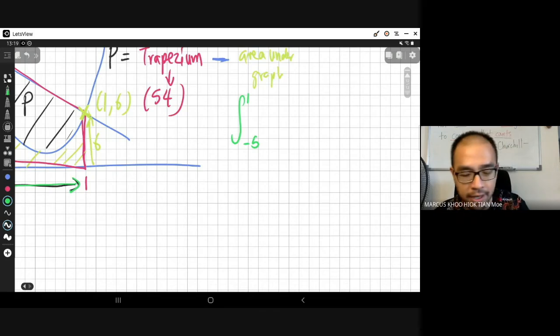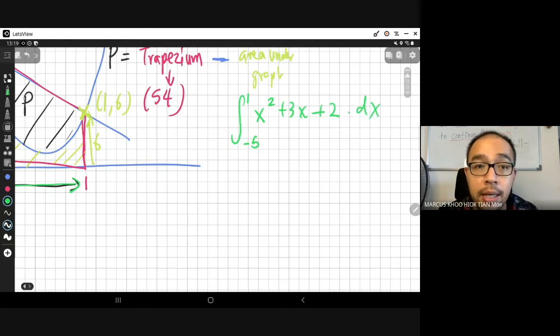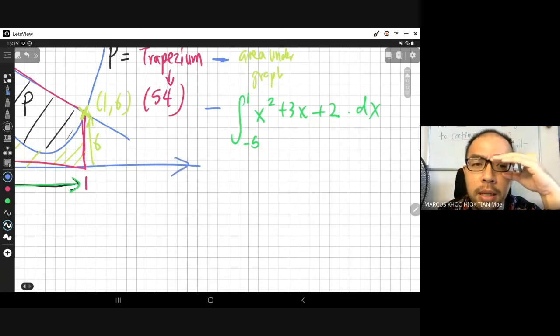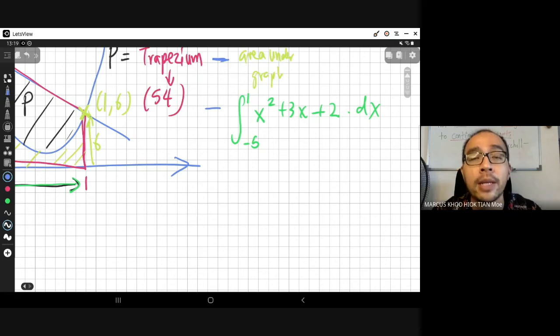X squared plus 3x plus 2, dx. Alright, so this one will be integration. Now, remember, guys, the important thing about this integration is that even if you don't know how to do that, let me give you a tip now. Especially for those of you who are struggling, like, what on earth is this? I don't know how to do it. Okay, if you really don't know what to do, just integrate.